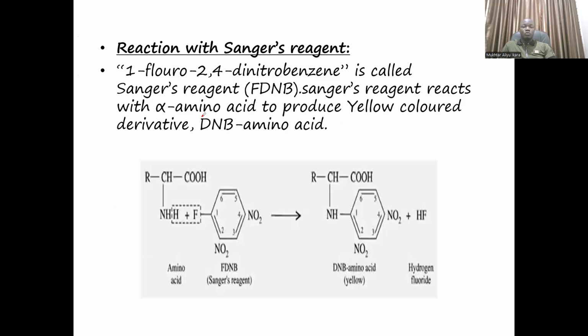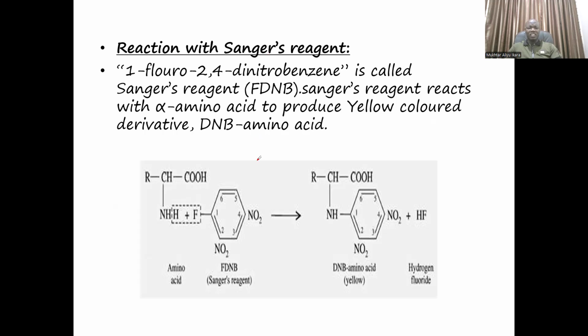So the next type of reaction is the reaction of an amino acid with Sanger's reagent, especially in sequencing. The Sanger reagent is 1-fluoro-2,4-dinitrobenzene, which is called Sanger's reagent, FDNB. So the word FDNB stands for Sanger's reagent, which is an acronym of 1-fluoro-2,4-dinitrobenzene. So this is the name of Sanger's reagent.